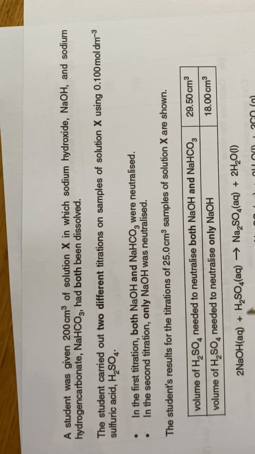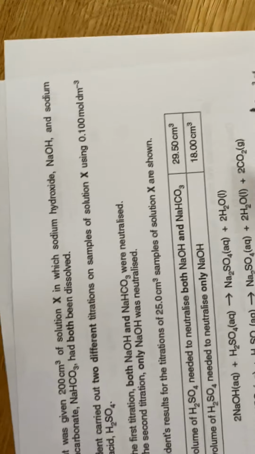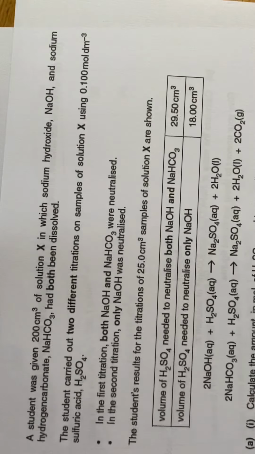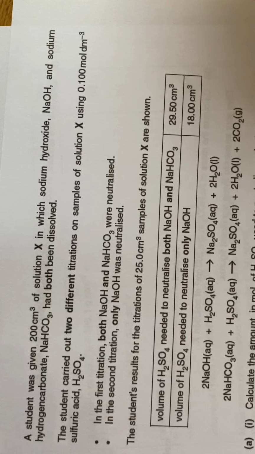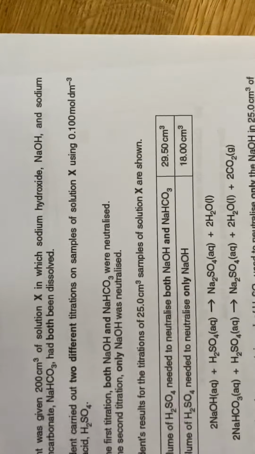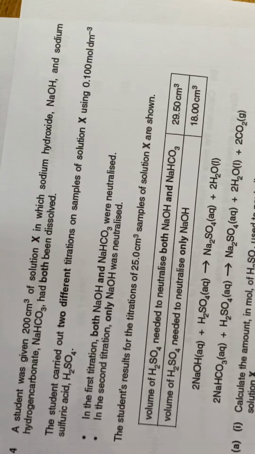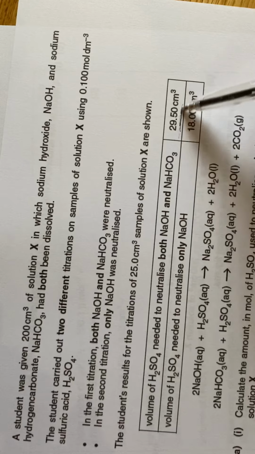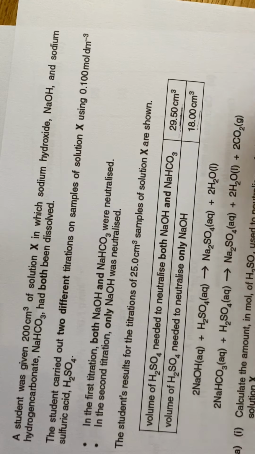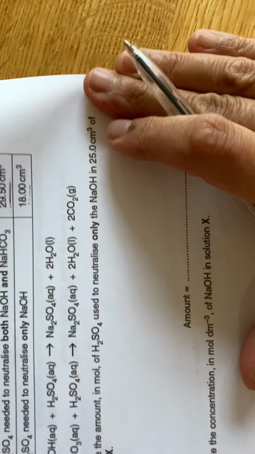The student carried out 2 different titrations of sample X using 0.1 mole per decimeter cubed of sulfuric acid. In the first titration, both sodium hydroxide and sodium hydrogen carbonate were neutralized. In the second titration, only sodium hydroxide was neutralized. So those are the results for the table. You got 25.5 centimeters cubed for both and 18 for just sodium hydroxide.